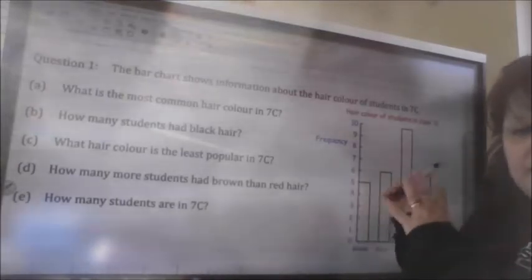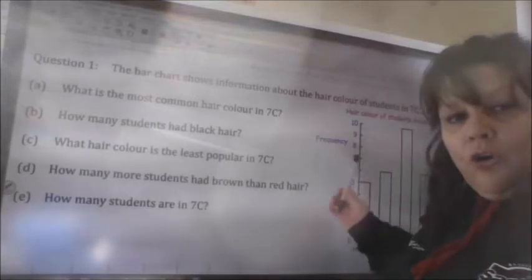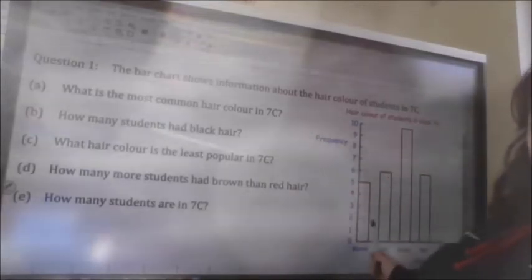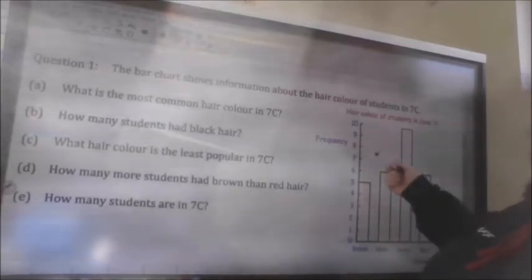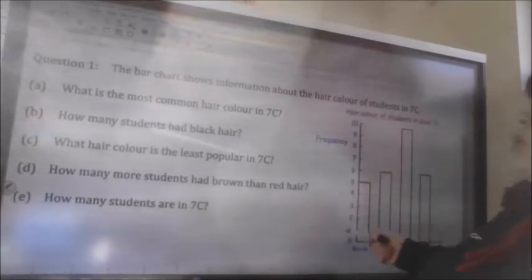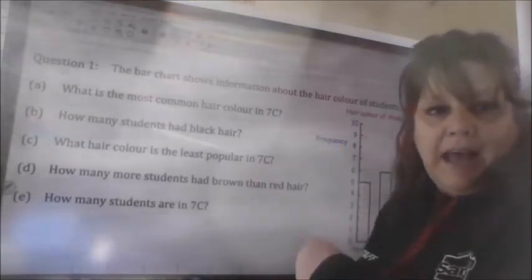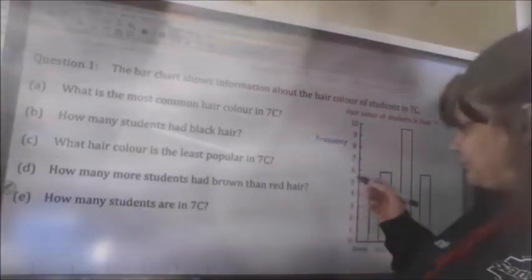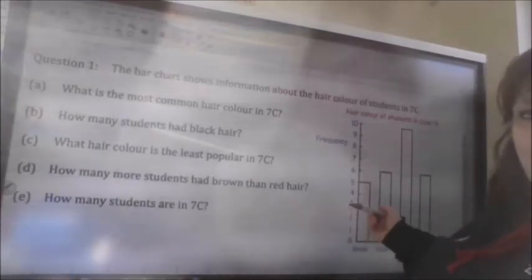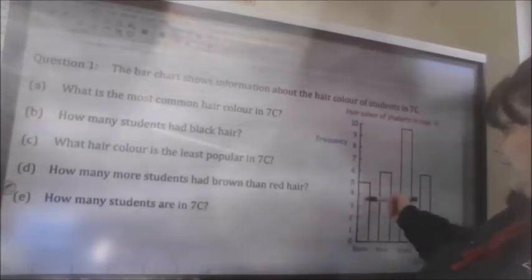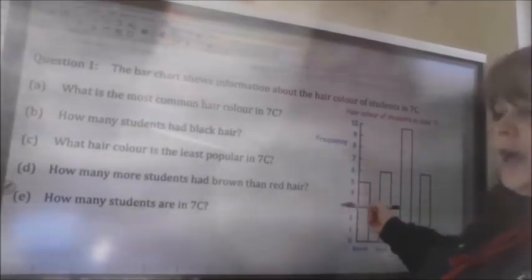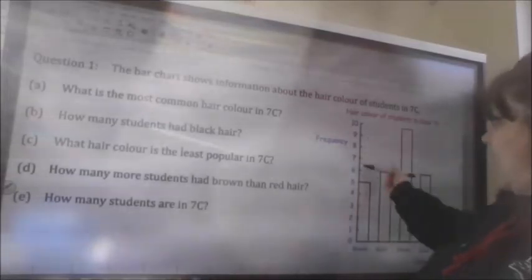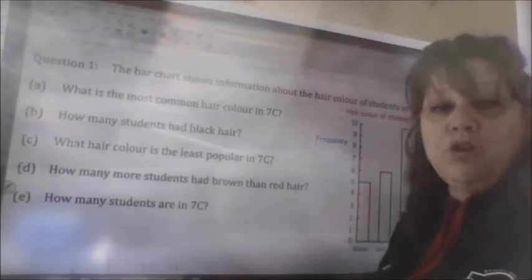Okay, now whenever I get a graph like this, what I do for ease is I look at the scale, and then above each column, each part of the bar graph, I'm going to write the frequency, the number of students with that colour hair, because then I've only got to look at the numbers to help me answer the question. Okay, so let's have a look at the chart then. So the number on the y-axis says frequency, and that means how many of those students have got that colour. Okay, how many? And it's a nice easy scale because it's going up in ones, so nothing hard there.